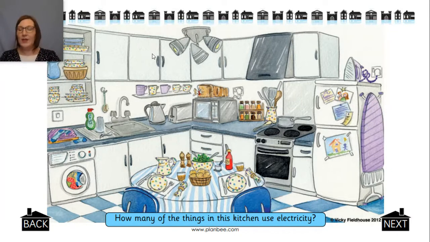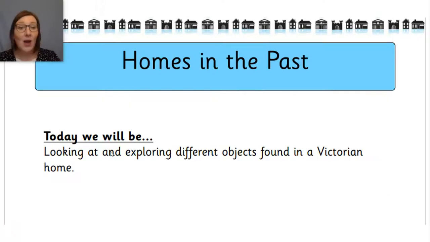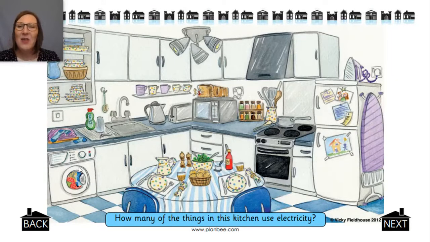And if they don't have electricity, they don't work. So the iron wouldn't get hot, the kettle wouldn't boil the water, the toaster wouldn't toast the toast, the microwave wouldn't cook the food, the oven wouldn't cook the food either, the lights wouldn't come on, so you would be in darkness. The washing machine wouldn't wash the clothes, would it? All of these things need electricity to work.